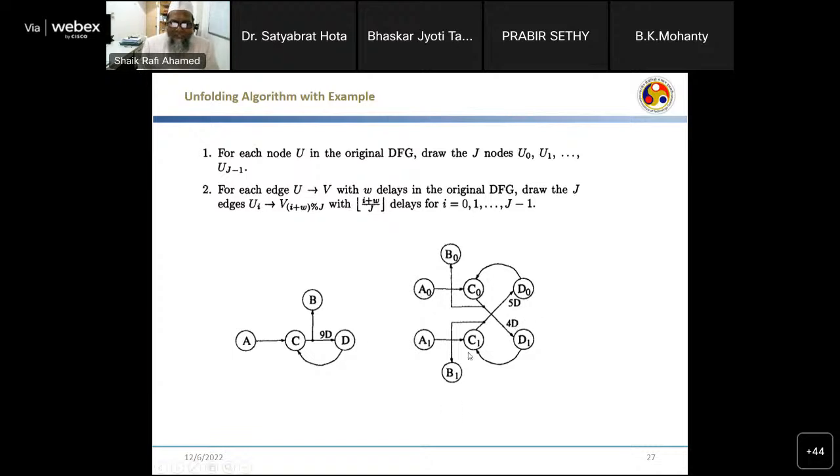Similarly, you can check for C1. In case of C1, I equals 1, W is the same 9, J is 2. So C1 will go to D0 with 5 delays. For the remaining, where there is no delay, 0 will go to 0 with 0 delay, and 1 will go to 1 with 0 delay. So this is the unfolded DFG.